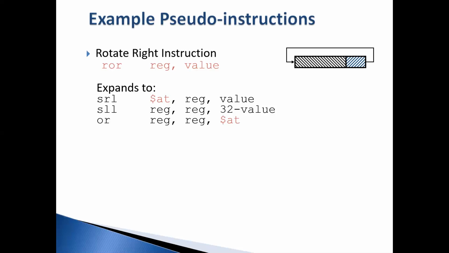So what am I shifting? I'm shifting it by 32 minus value, which means that this is value, right? And this is 32 minus value. So I'm shifting this portion by this amount of bits. Now my new register will contain the original last few bits, and these are all 0s.